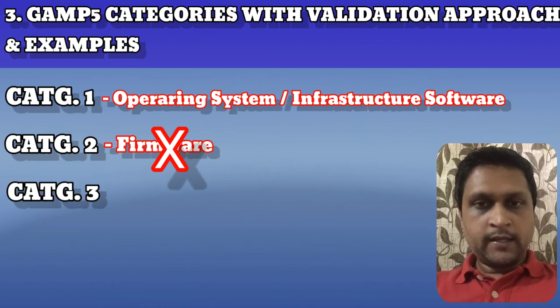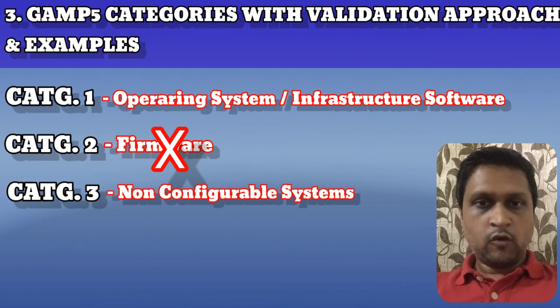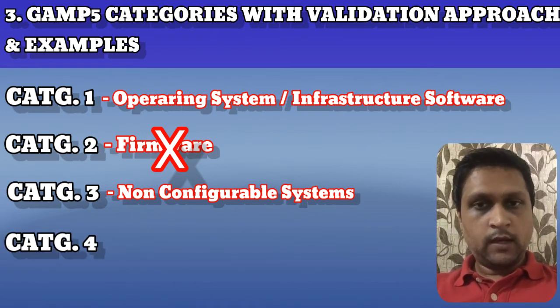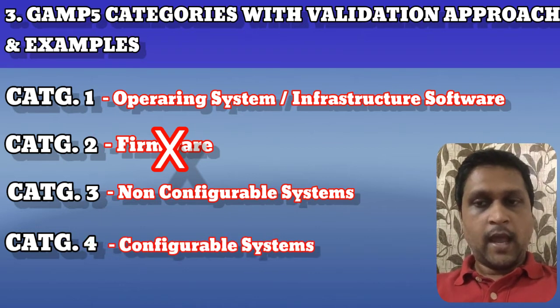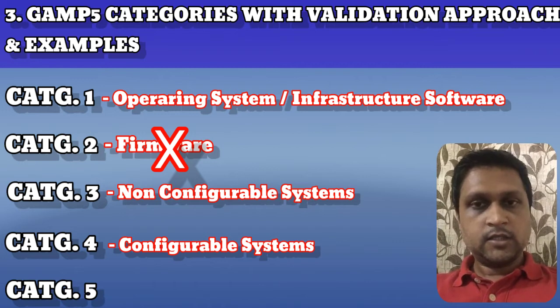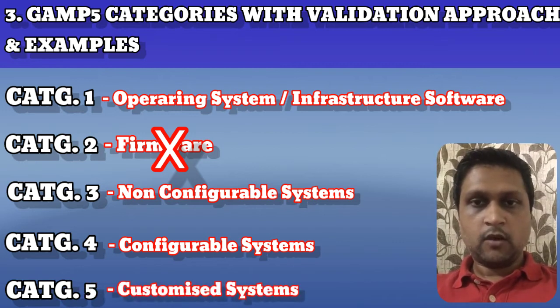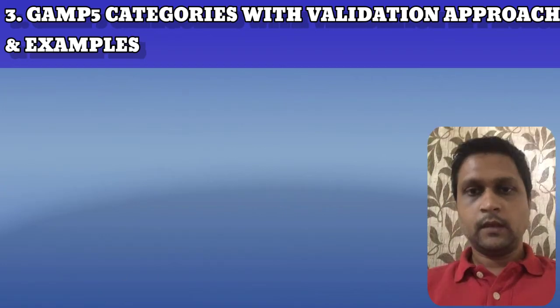So this category has been completely removed from GAMP5. Now if we talk about category 3, it consists of the non-configurable systems or software. Category 4 consists of the configurable software or systems, and last but not the least, category 5 consists of the custom built software, systems or applications. So these are the 5 categories.